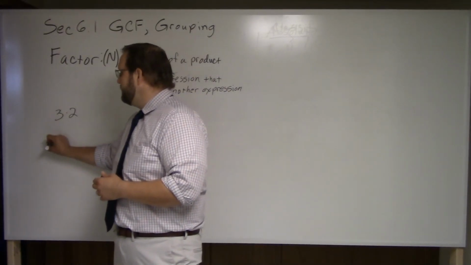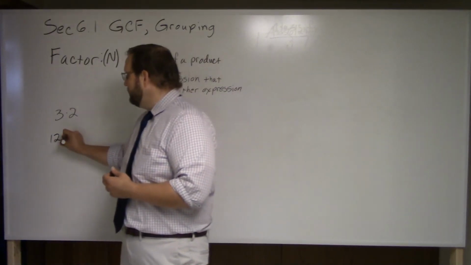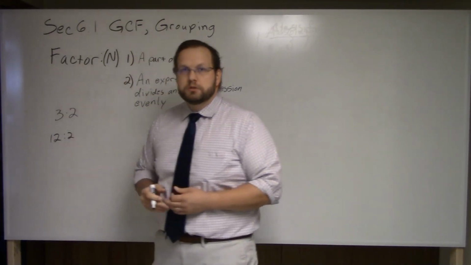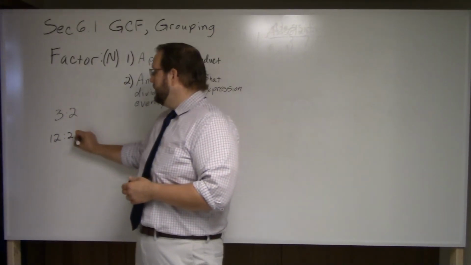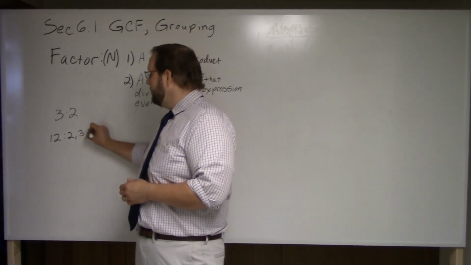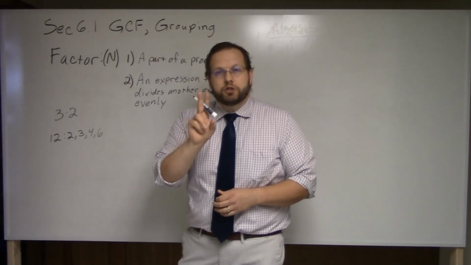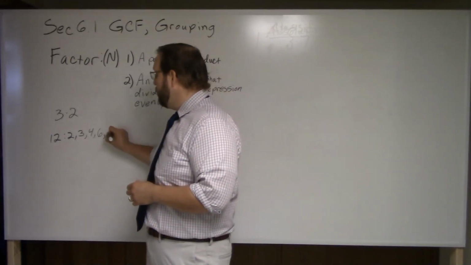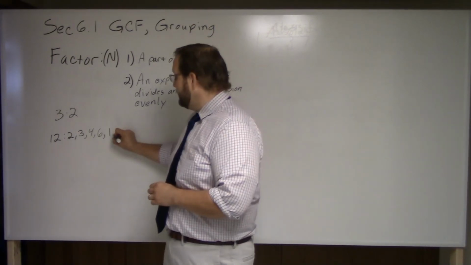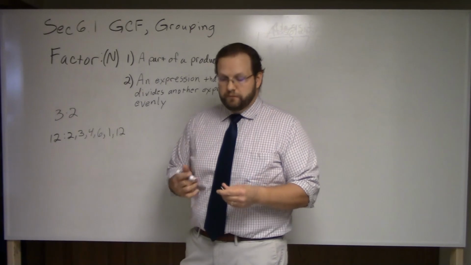Let's say we have 12. Okay, a factor of 12 could be 2, because 2 divides 12 evenly. It could be 3. It could be 4. Could be 6. Okay, and don't ever forget 1 and the number itself. Those are all factors of 12.